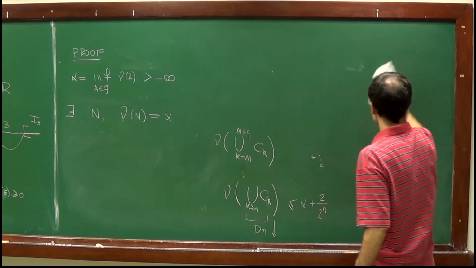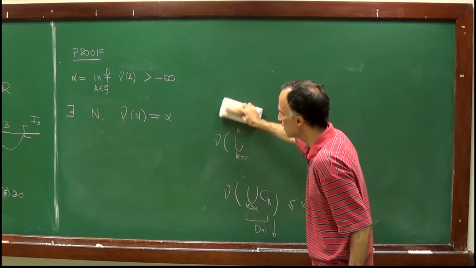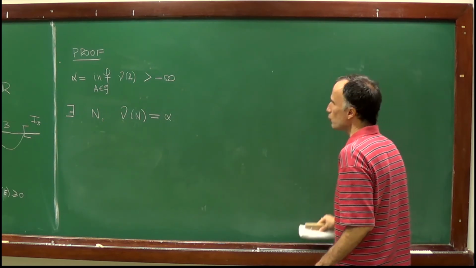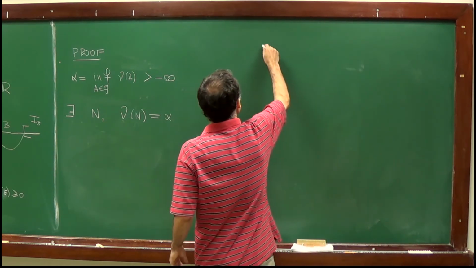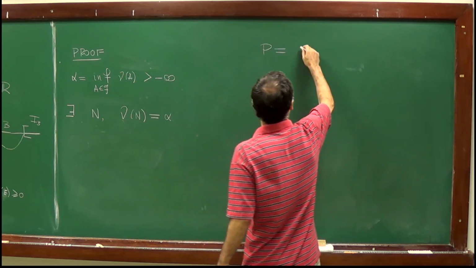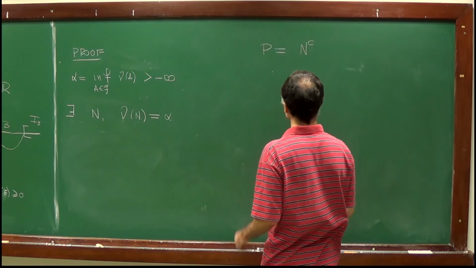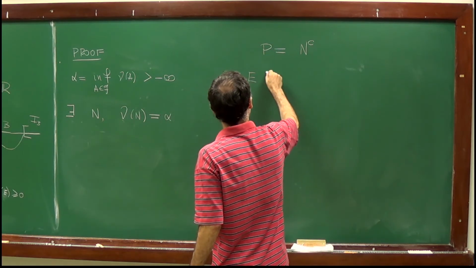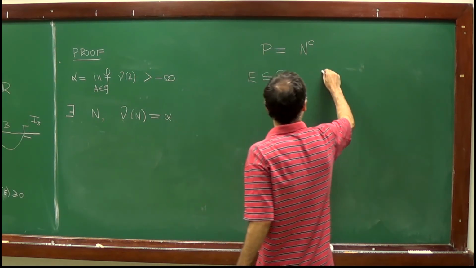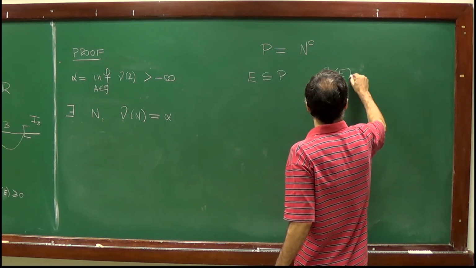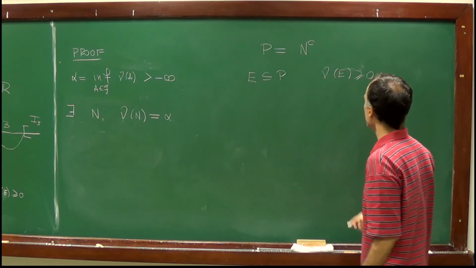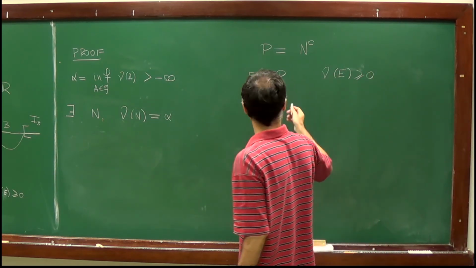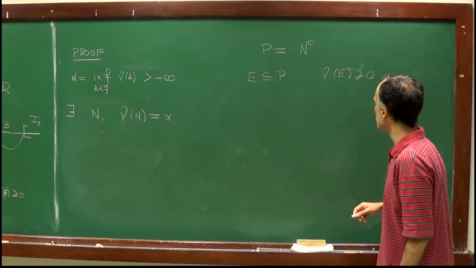step 1 and step 2, after we obtain the set N, it's easy to conclude the proof, because let's represent P as the complement of N. And now I claim that if a set E is contained in P, nu of E has to have measure larger or equal than 0. And this is clear. I proved it already, but let me prove it again.